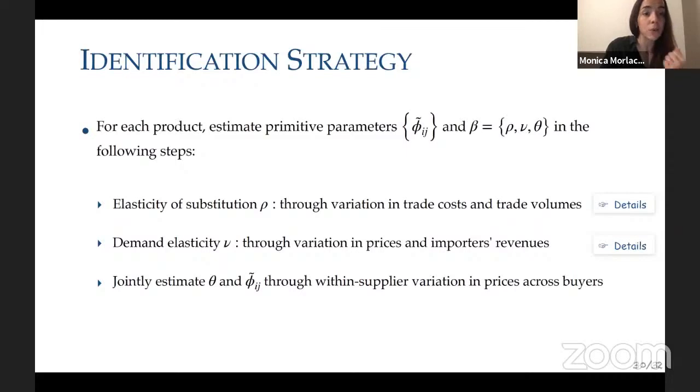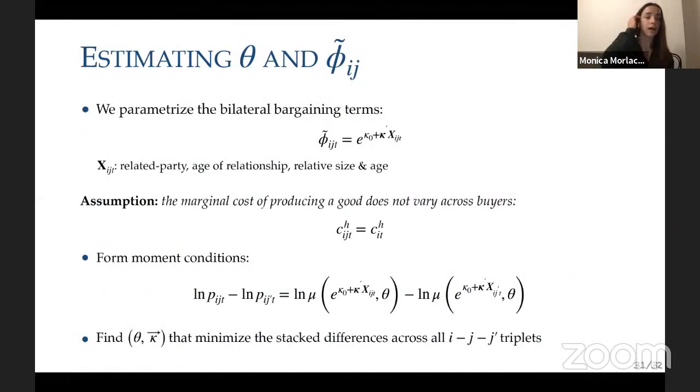What's new is the way we jointly estimate the return to scale parameter upstream and the relative bargaining powers of buyers and sellers. Let me walk you through our identification strategy. First, we parameterize the bilateral bargaining terms, this phi ij, as an exponential function of some observables which we believe affect the bilateral bargaining power of sellers and buyers. In particular, these controls are a related party dummy, the age of the relationship, the relative size of these firms, and age.